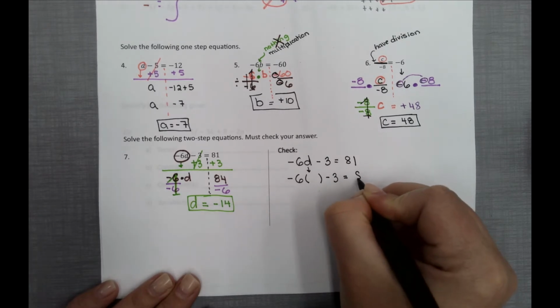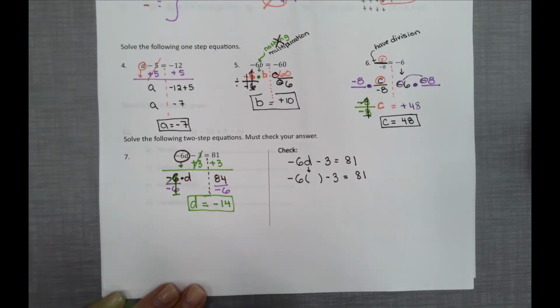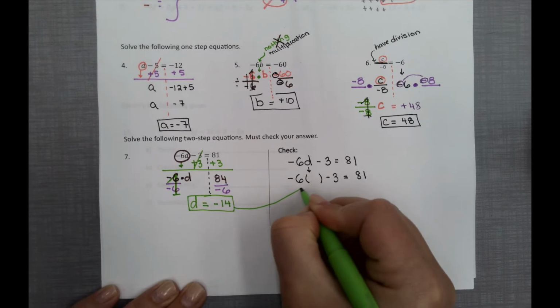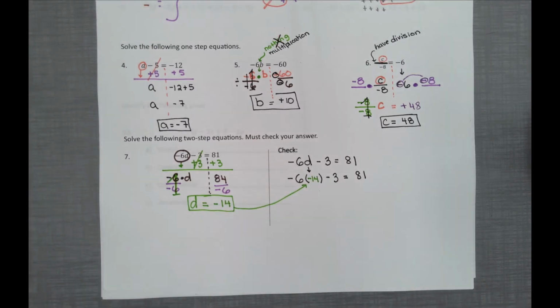And I'm going to say, into that letter D place, I'm going to put a negative 14. Now this is for your homework. I am not going to ask you to do these extra steps on the exam. I do hope that you check your answer, but this actually writing it out is something that I am asking you to do for your homework.